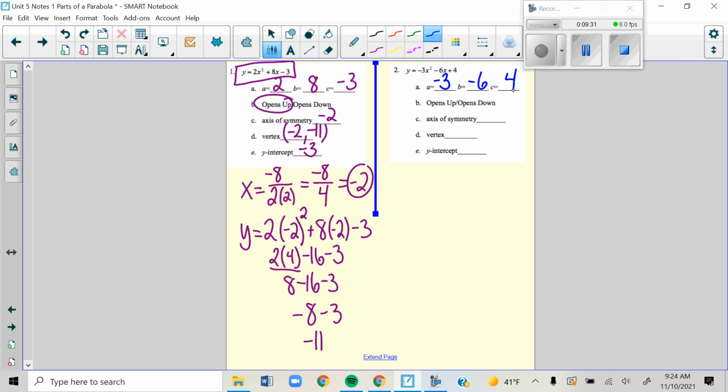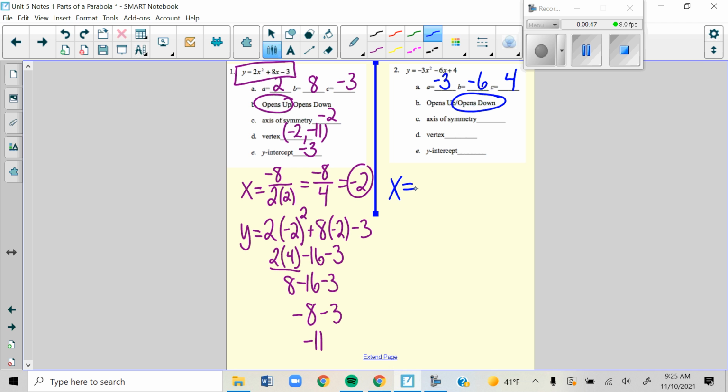Does this open up or does this open down? What do you guys think? Open up, open down? Okay, I hope some of you said it's going to open down because that A value is negative. Axis of symmetry.